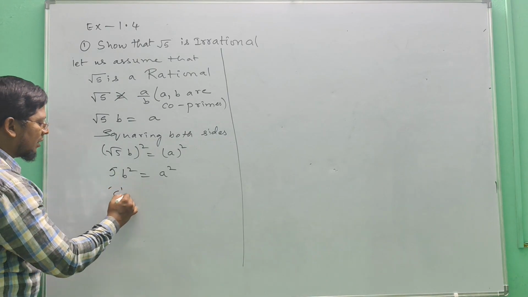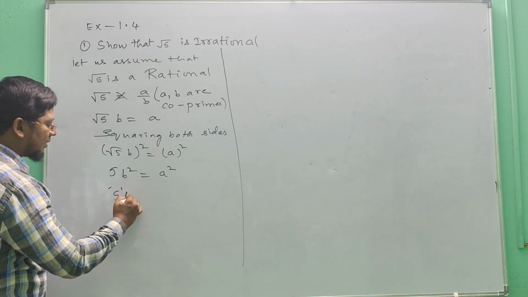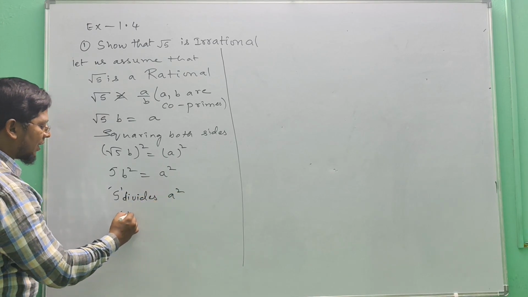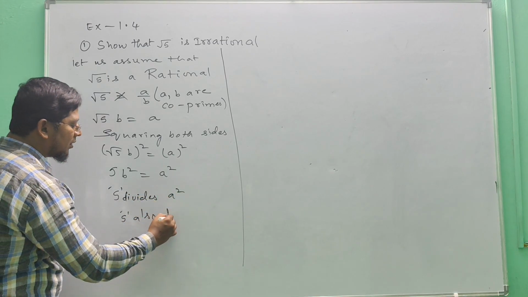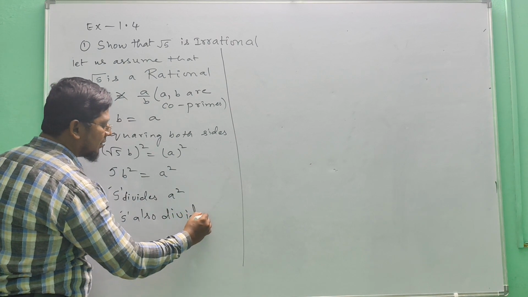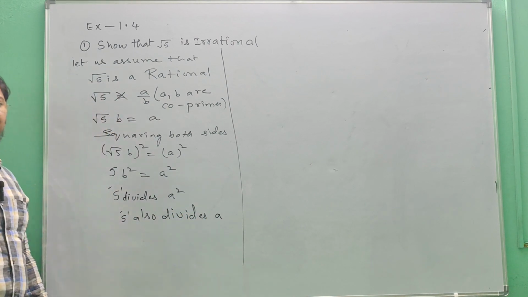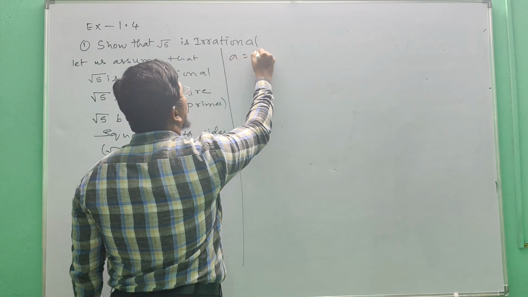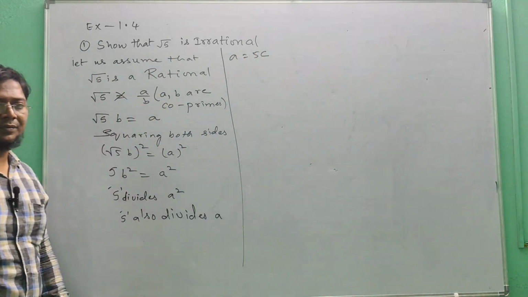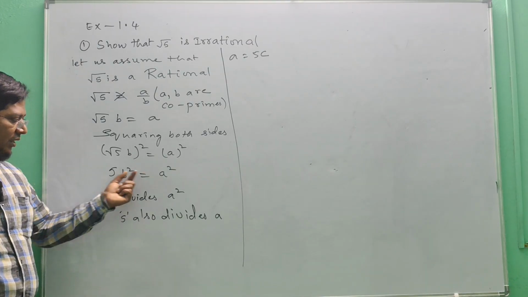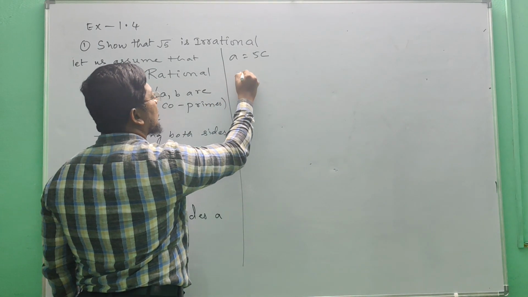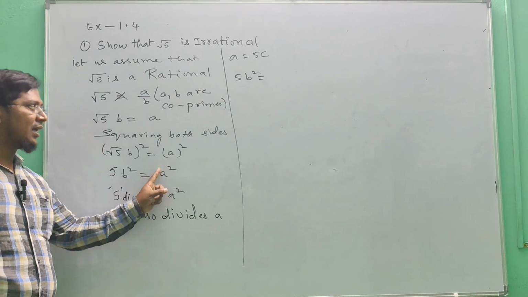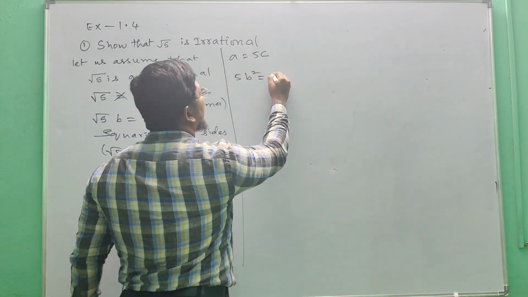We'll write here 5 divides a square, then 5 also divides a. So what is a? A is nothing but a multiple of 5, that is 5c. We should substitute here 5 b square is equal to a square. But what is a? 5c.